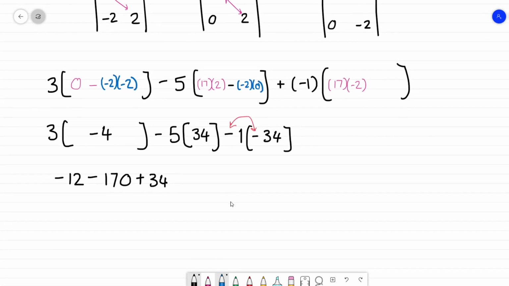I just need to work that out. Pressure is on now. So minus 12 minus 170 plus 34. What's that take me to? 182 and 34 away from that. 150 something? 140 something? 148? Is that right? Minus 148? Should probably check that. I think that's right.